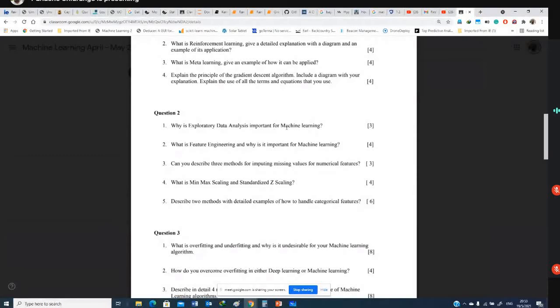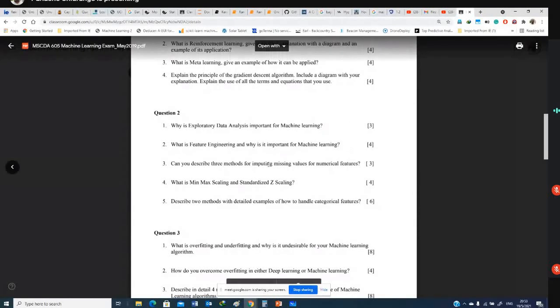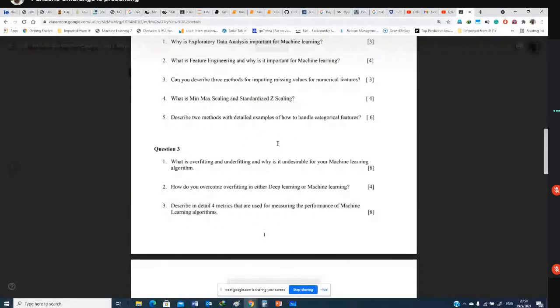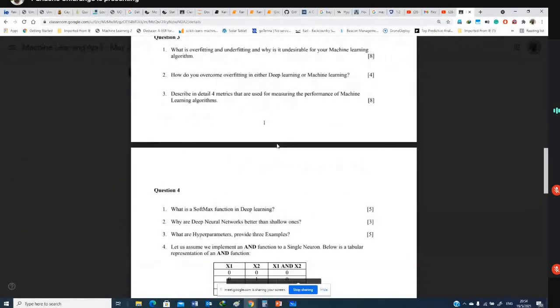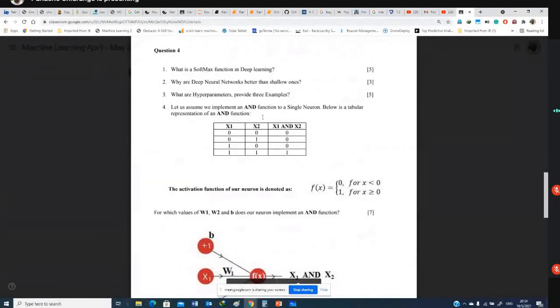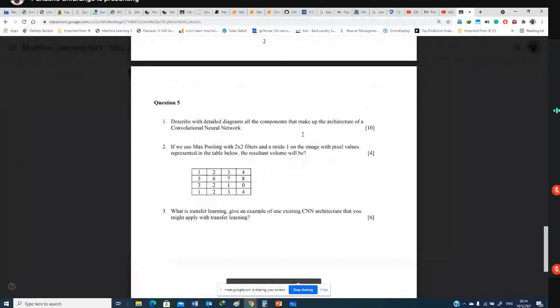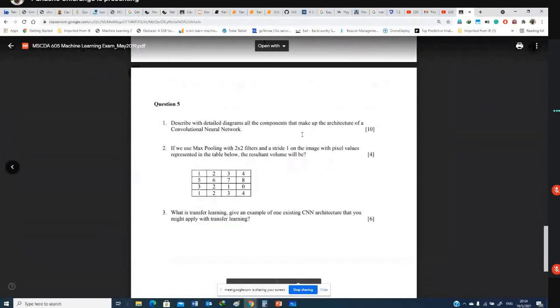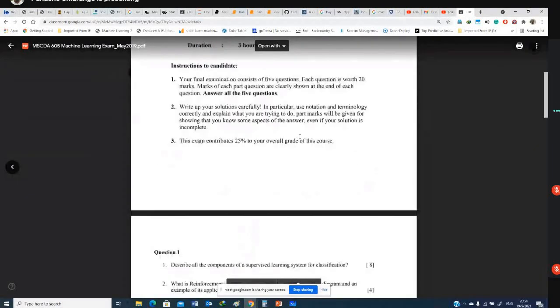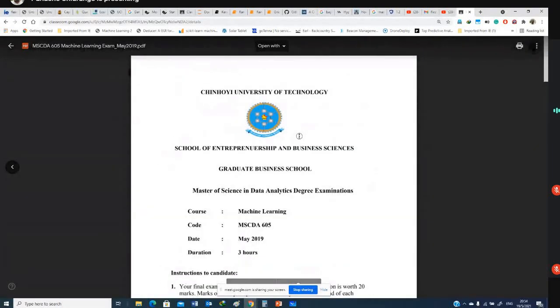Explain why exploratory data analysis is important for machine learning. What is feature engineering? You should be able to explain this. All of this you should be able to do now. What is a softmax function? Why are deep neural networks better than shallow ones? What are hyperparameters? This is simple, right? That should be easy. This is straightforward.